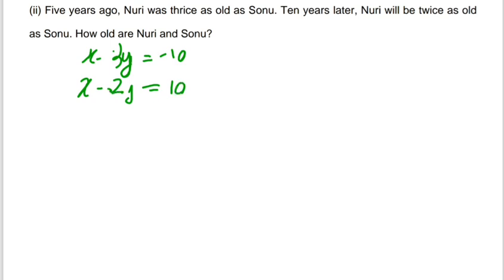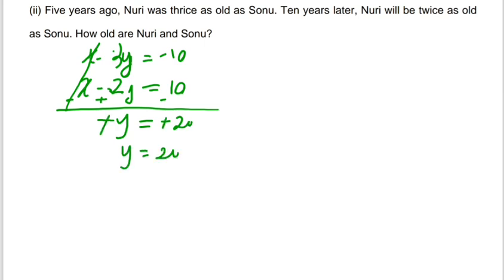So let's eliminate the variable. Since we have the x variable as it is, we can simply eliminate by changing the signs. So minus, plus, minus. The x variable is cancelled. Minus 3y plus 2y is equal to minus y. Minus 10 minus 10 is equal to minus 20. So plus minus cancel, y is equal to 20. So let's put the value of y in the first equation.